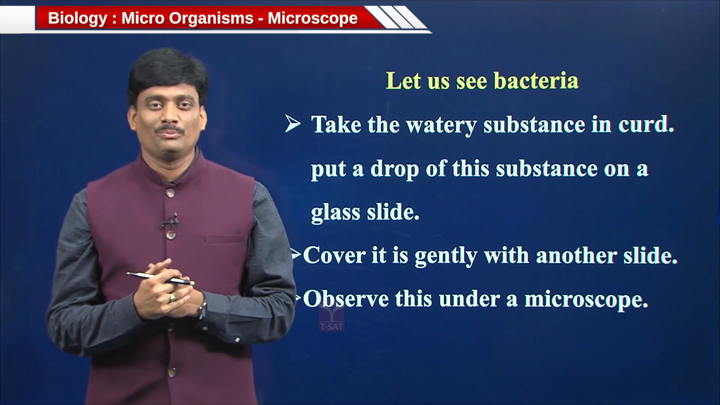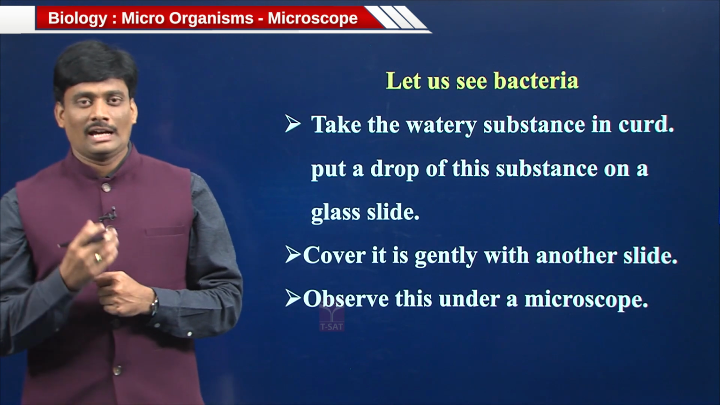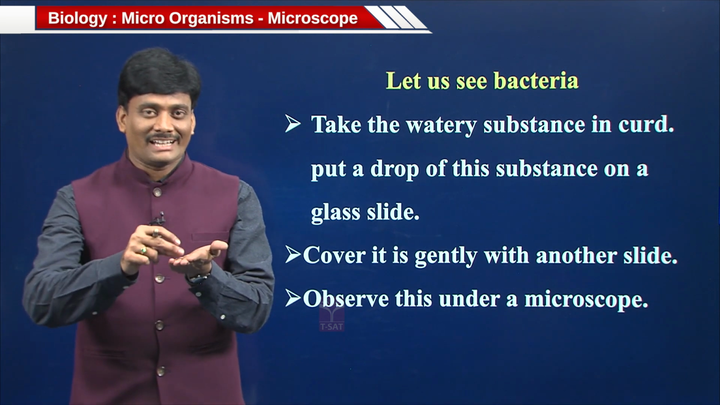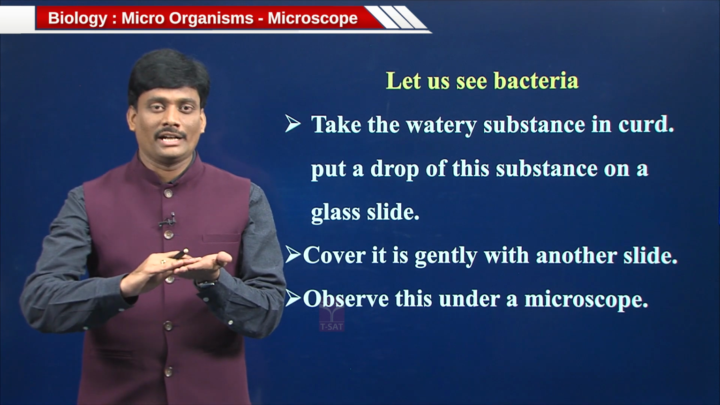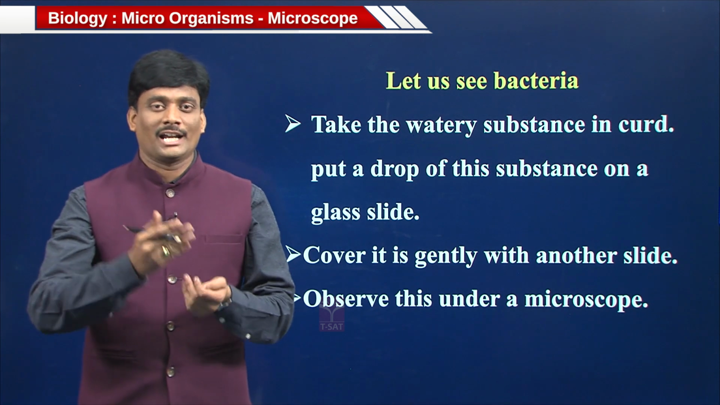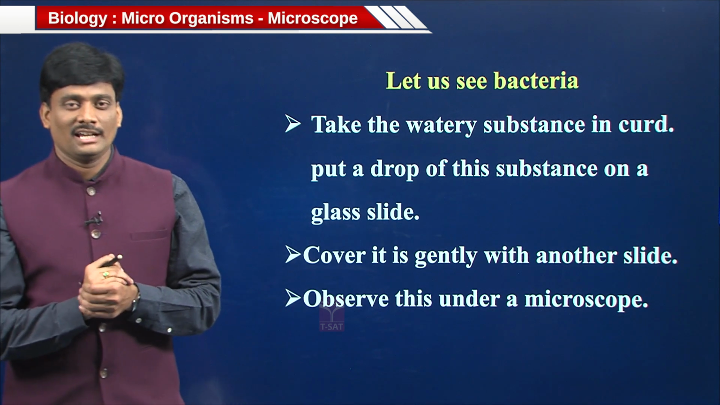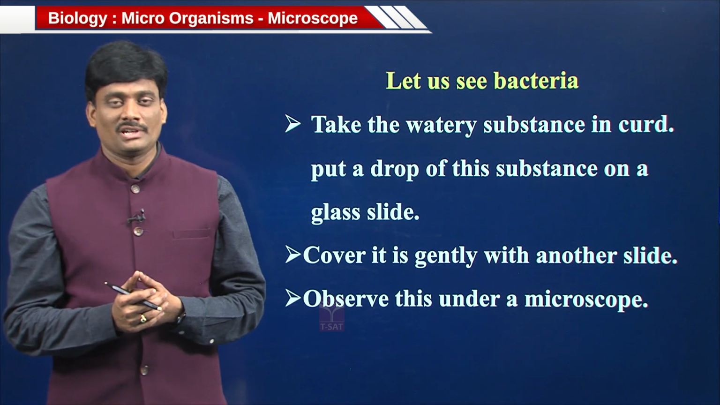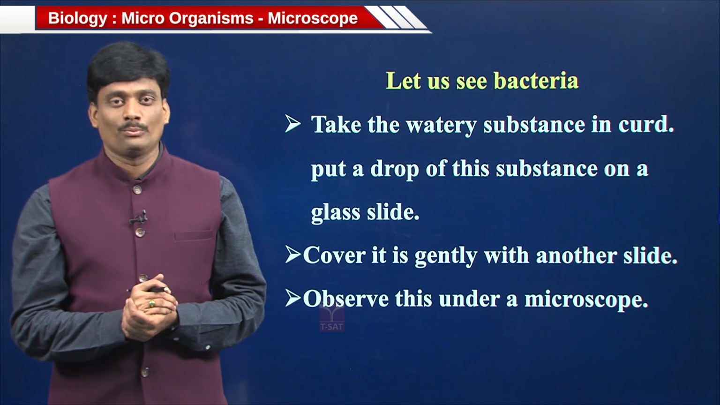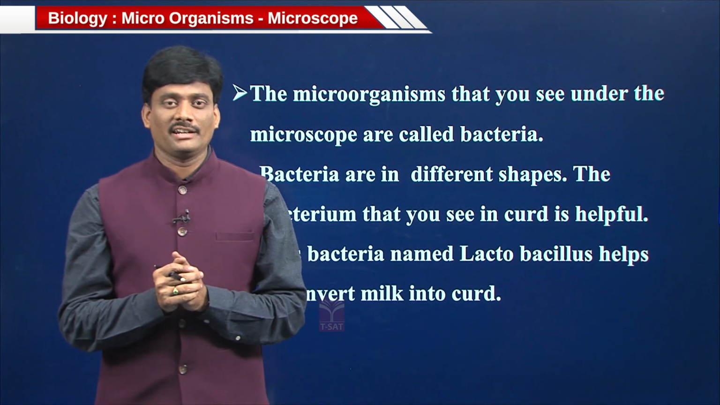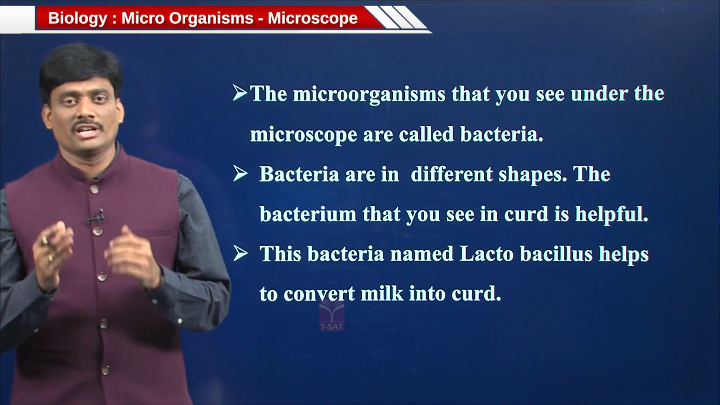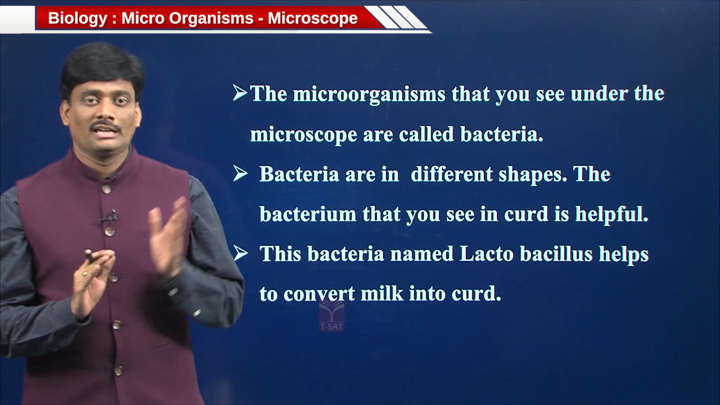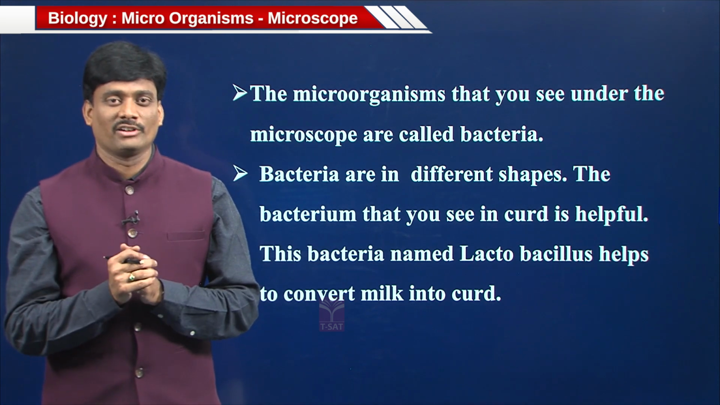Now, let us observe bacteria. We have curd in a bowl. Just collect the watery substance on the curd and place a few drops on a glass slide, place another slide or any other cover slip on it and observe it under the microscope. The microorganisms which we are able to see in the microscope are nothing but bacteria. That bacteria is named Lactobacillus. The Lactobacillus bacteria is a very useful bacteria which is very helpful in the curdling process. For the conversion of milk into curd, this Lactobacillus bacteria is very important.